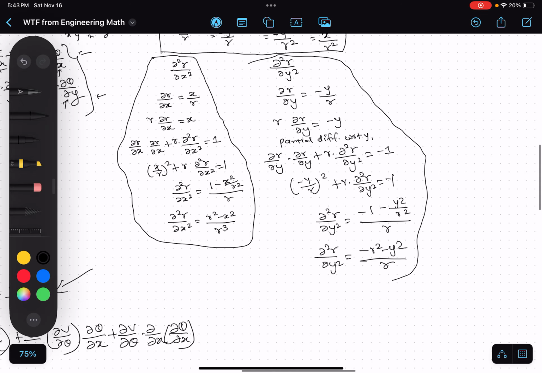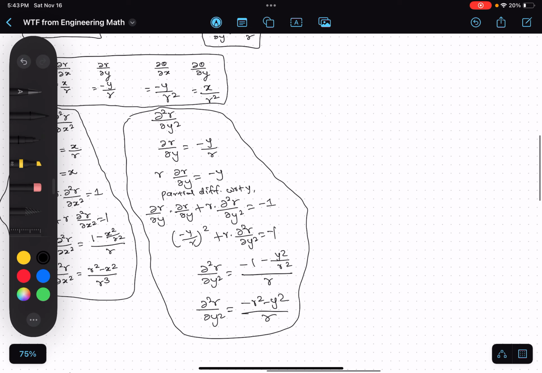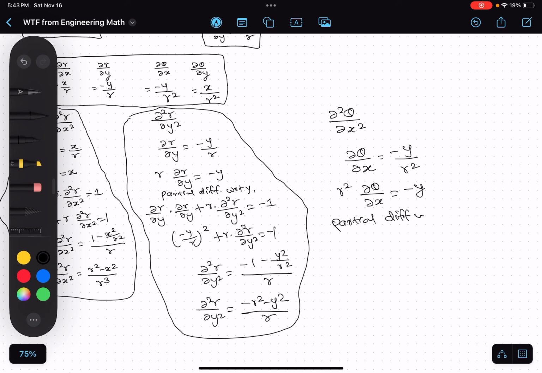Now we are on the third one. So let's try to find partial square theta by partial x square, right? So we know that partial theta by partial x will just be minus y by r square, right? Okay. Now I can take r square to the other side. So this is r square times partial theta by partial x is equal to minus y. Now again, I will do partial diff with respect to x.